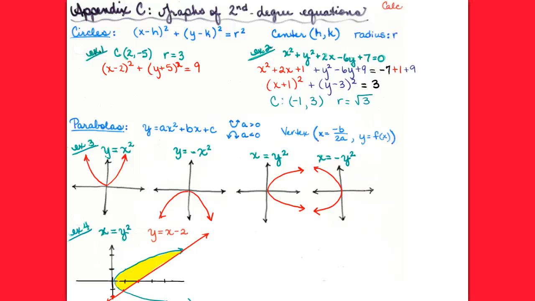All right, bottom of page A19, they talk to us about an ellipse. And remember, the ellipse is the one that kind of looks like an oval.